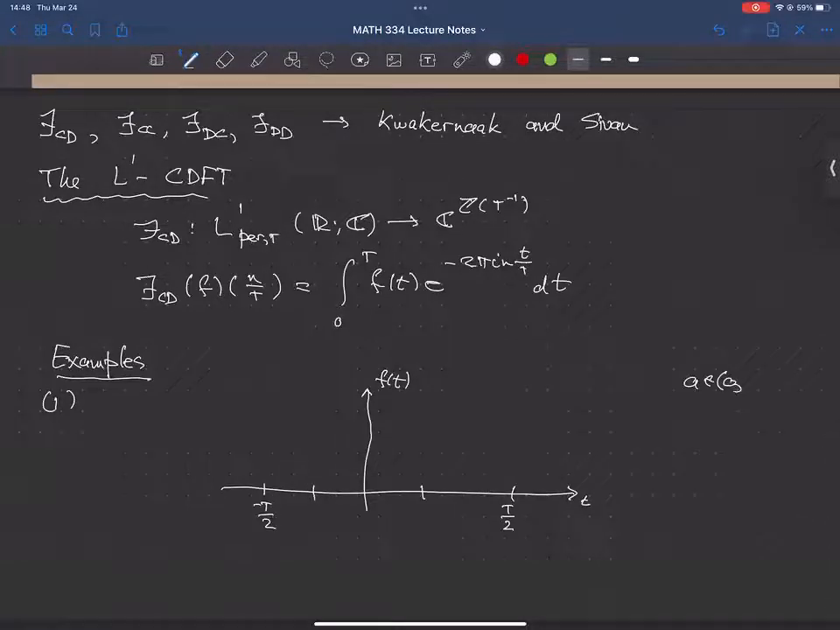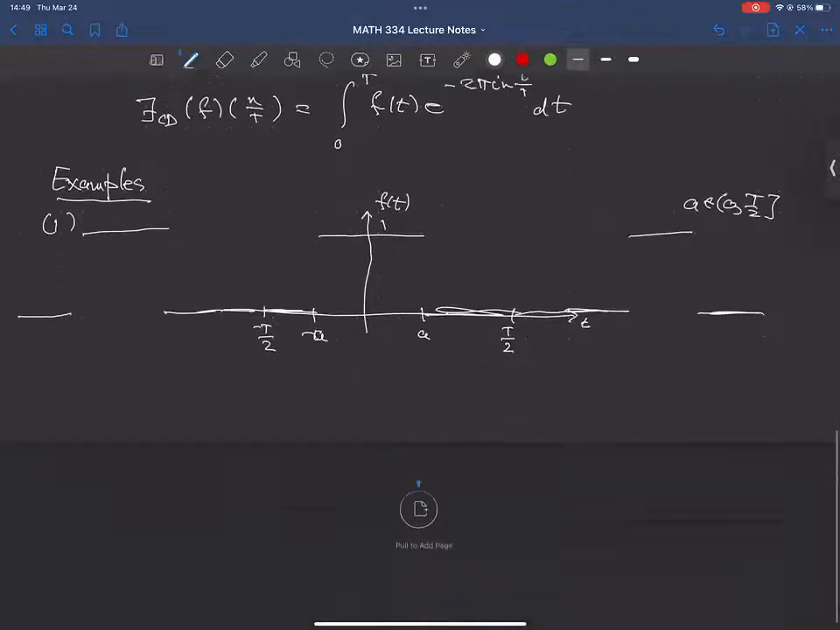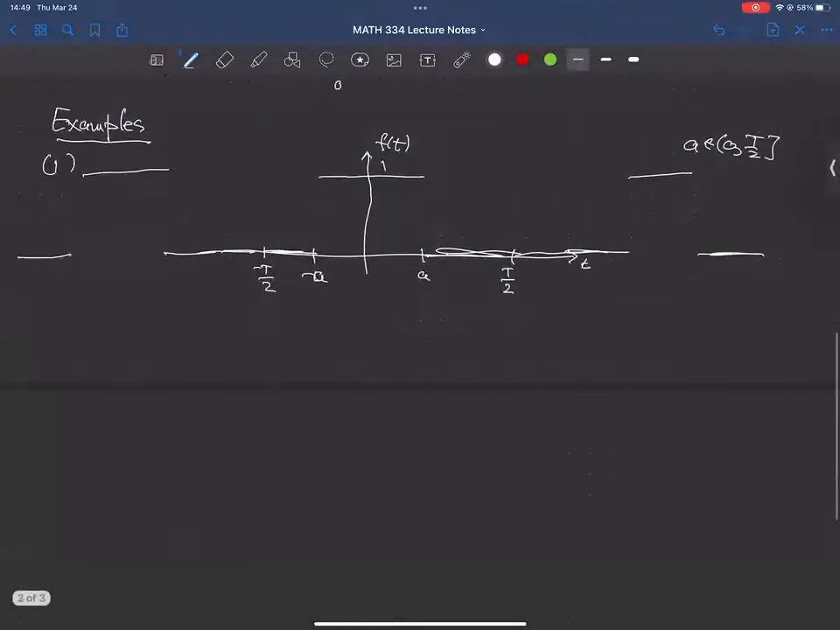Okay. So I'm going to choose some a in 0 to T/2. And the signal that I'm going to calculate the CDFT for is the signal which takes the value 1 between -a and a and 0 elsewhere. Of course, this thing is periodically extended, and so it's going to go on out here and similarly out here. So I only draw one period, of course.